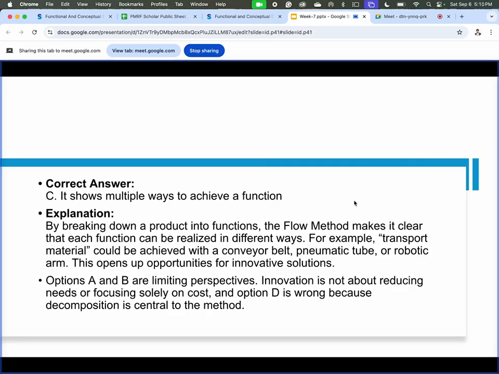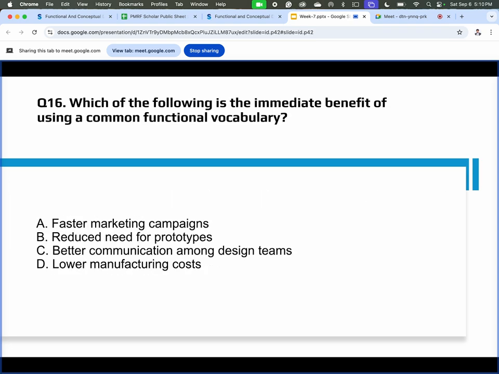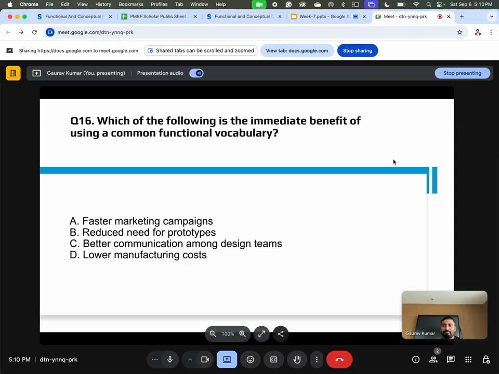Moving to the next question, question number 16. Which of the following is an immediate benefit of using a common functional vocabulary? Is it faster market campaigns, reduced need for prototypes, better communication among design teams, or lower manufacturing cost? What is the right answer?